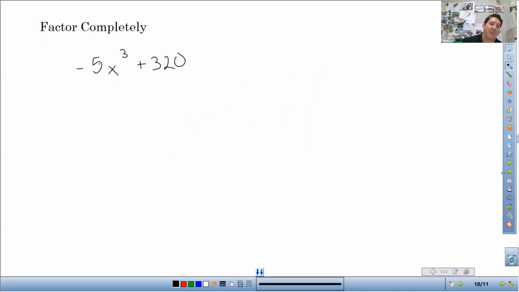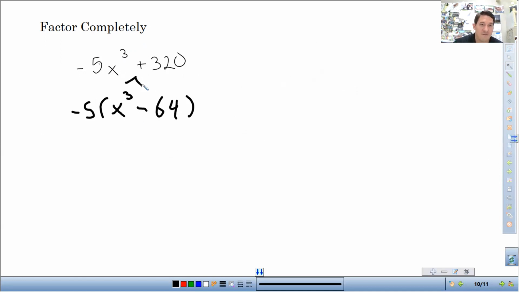So last one we're going to do. Negative 5x cubed plus 320. The 320 and the 5 have a common factor, so I can factor out a negative 5. I'm left with x cubed, and 320 divided by 5 is 64, so minus 64. So this is our first layer of factoring.